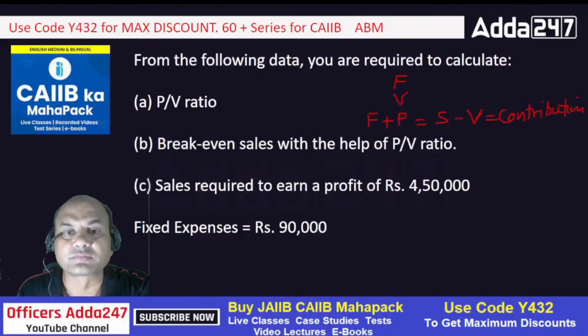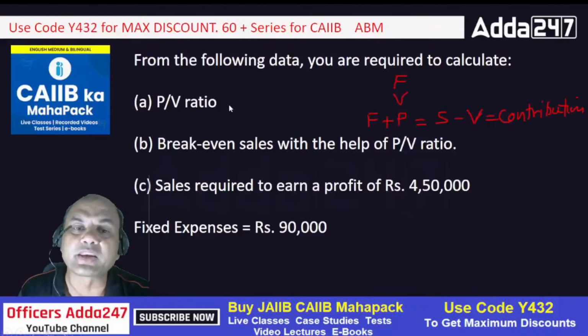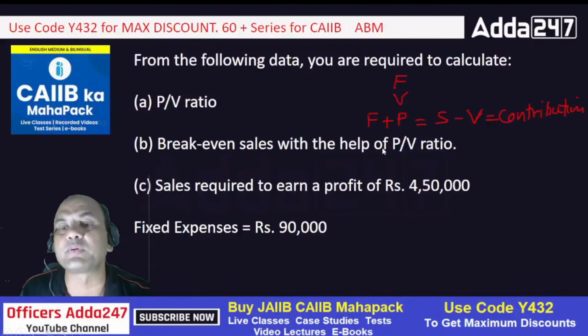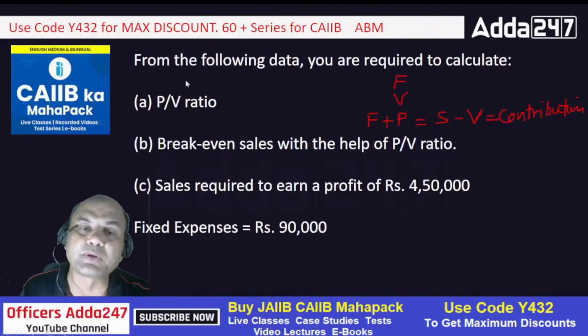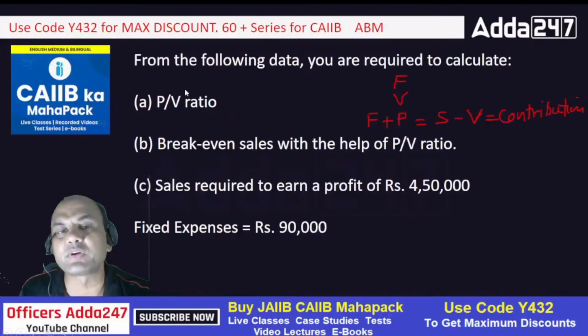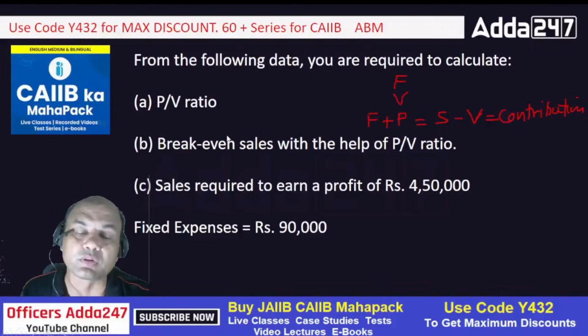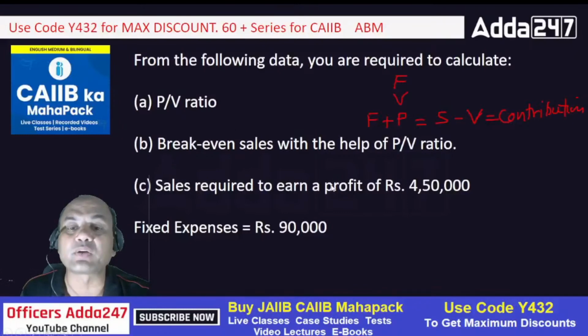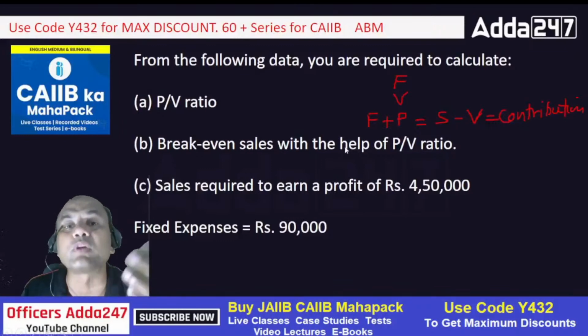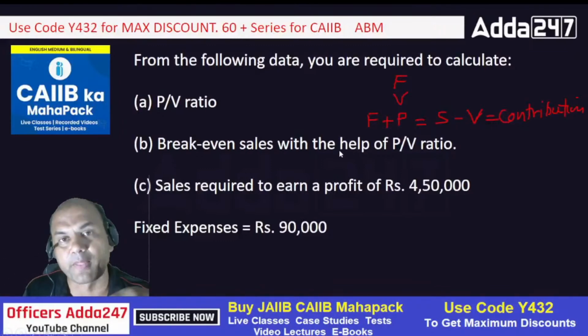So move on. PV ratio first. Break-even analysis with the help of PV ratio. Sales required. So PV ratio means profit to volume, whatever is my profit and what is my volume, that we'll have to check. Break even means the point at which I am at a no profit no loss zone. And sales required to earn a profit of 4,50,000 means that after this break even, what I produce will be my profit.